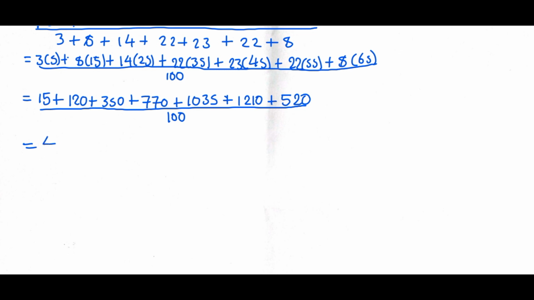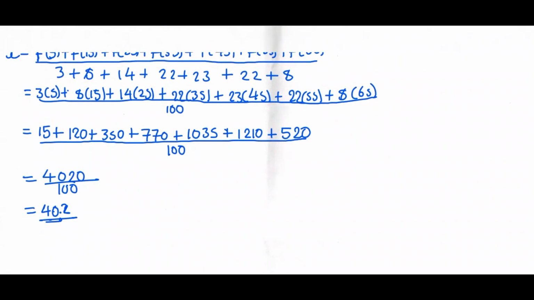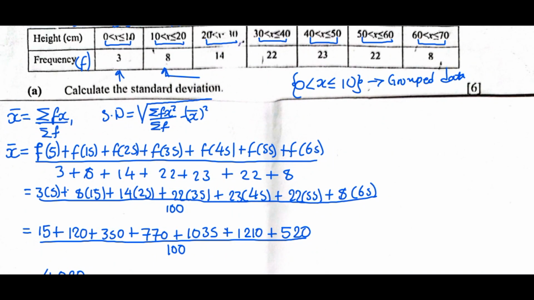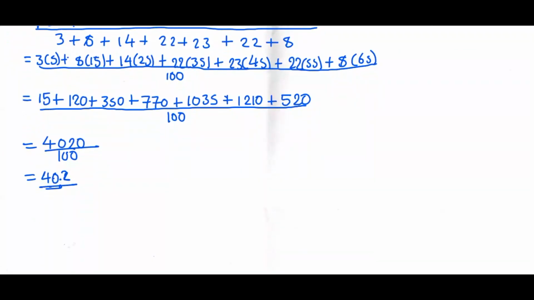So my total of f of x is 4020 over 1000, over 100. So if we divide by 100, I'm getting 40.2 as my mean. So we are done finding the mean. So let's go back to the formula. Now we need to find this expression here. So we'll begin with that.